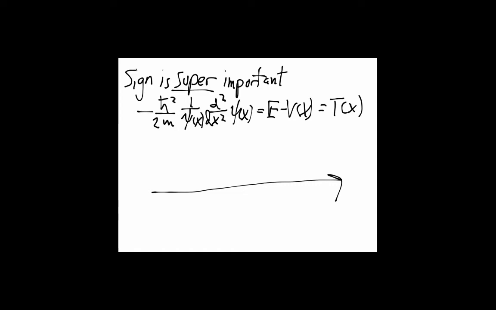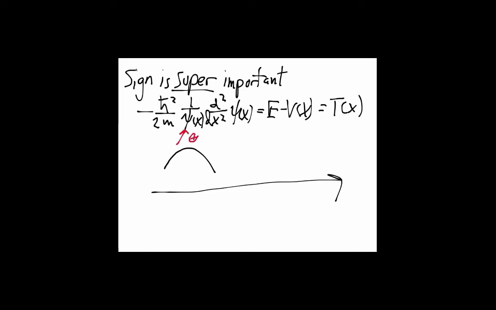So let's have some x-axis here, some baseline, and that line's at x equals 0. And over here on the left, let's imagine that the wave function is greater than 0, but it's bending down. It's a frowny face, which means the second derivative is less than 0.